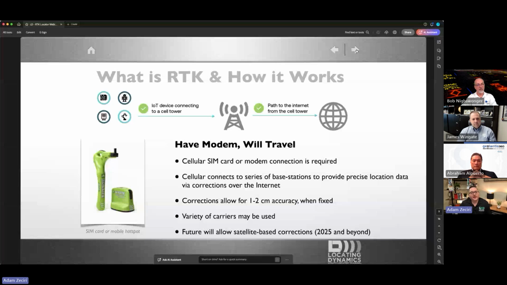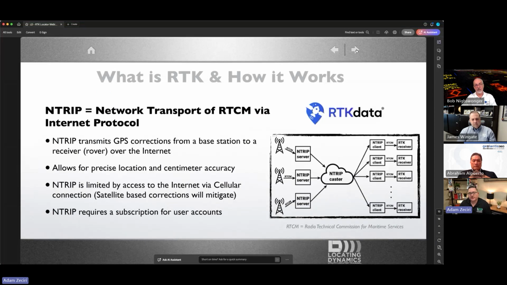So you're also going to have a second subscription for this to work currently, and that's NTRIP. NTRIP stands for Network Transport of RTCM via Internet Protocol, and RTCM simply stands for the Radio Technical Commission for Maritime Services. That's the protocol that they use to make that connection. NTRIP's going to transmit GPS corrections from a base station to a receiver over the internet. This allows us to get that precise location centimeter accuracy. NTRIP is going to be limited by access to the internet currently via cellular connection. Like I mentioned previously, satellite will be used in the future.